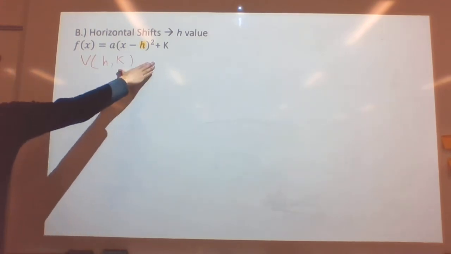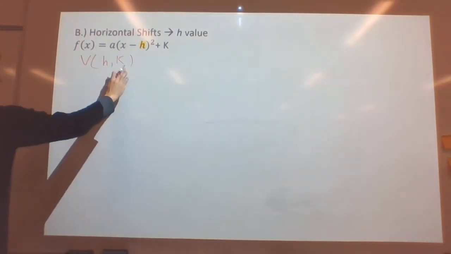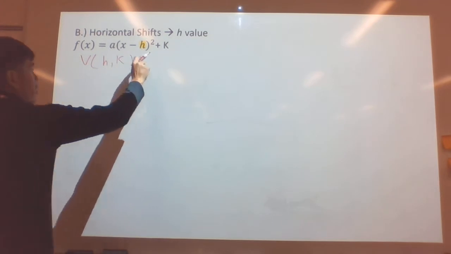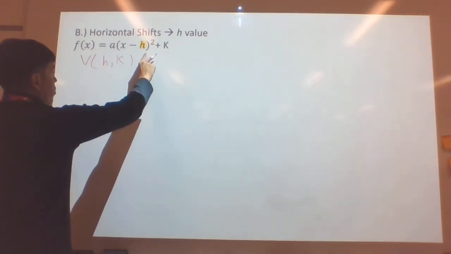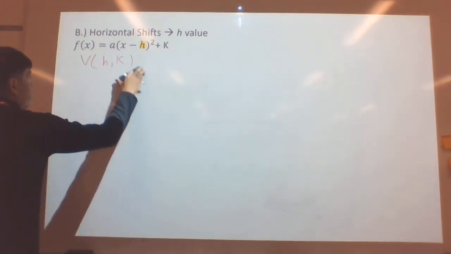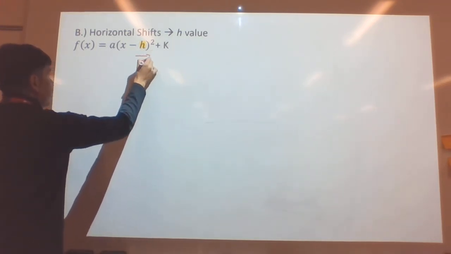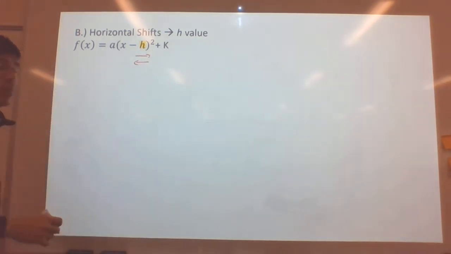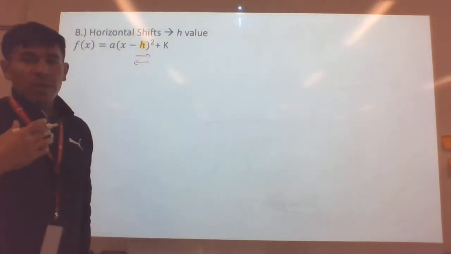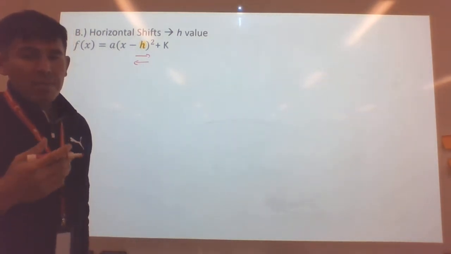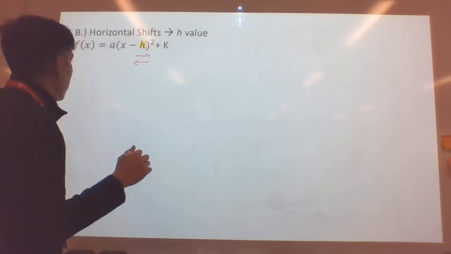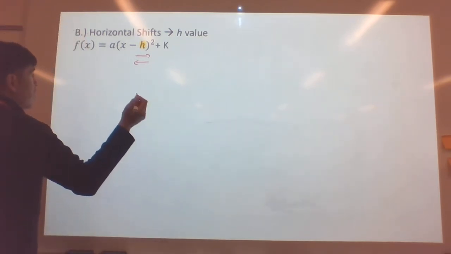So let's continue here. Horizontal shift. The h value here determines whether we go to the left or to the right. Given that this is responsible for moving the graph to the left or to the right, that's what's going to tell us which way we go. So let's go ahead and give an example.